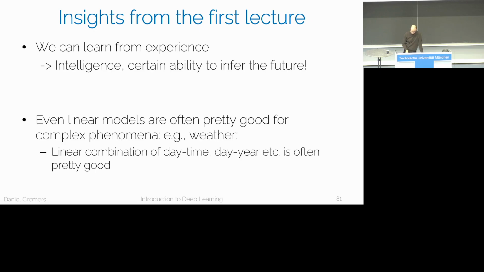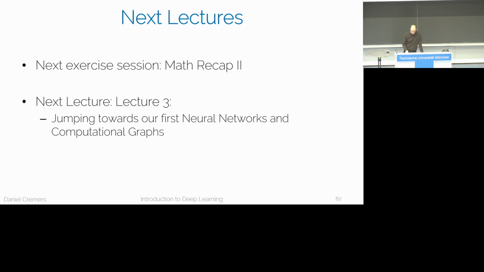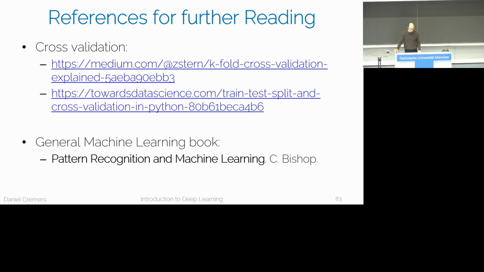But the next exercise session is a math recap, and then the next lecture that we're going to move to right now is going deeper into neural networks, literally speaking. Because in some sense, this binary classification can be seen as a one-layer neural network, and we'll look into how to make them deeper and why one would want to make them deeper. And we'll talk about computational graphs.